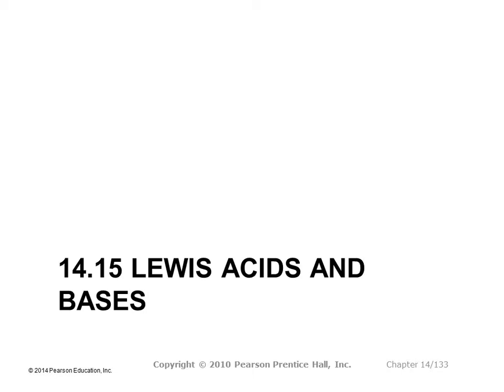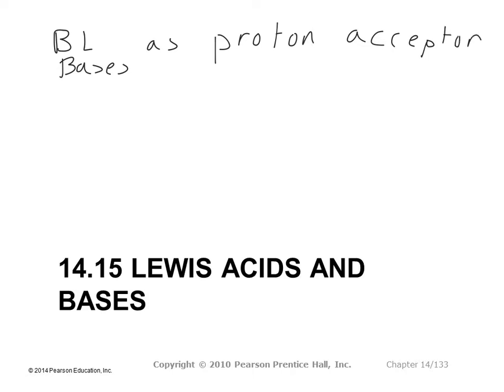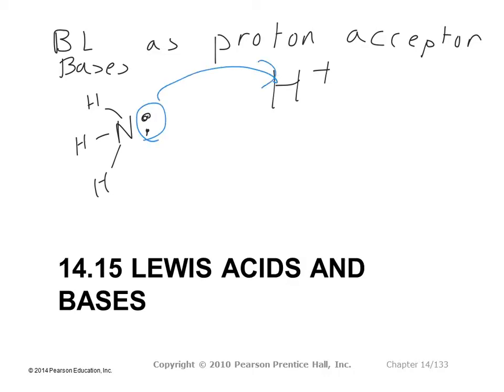All right. We defined Bronsted-Lowry bases as a proton acceptor. Well, in order to accept a proton, you have to have a lone pair of electrons. Right? We look at the Lewis structure of ammonia, and it functions as a base because it has a lone pair of electrons to donate to a proton.